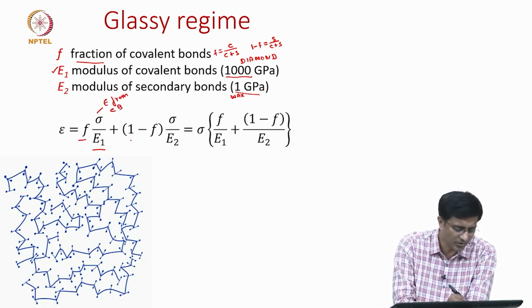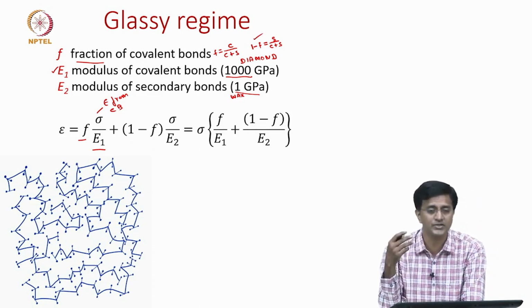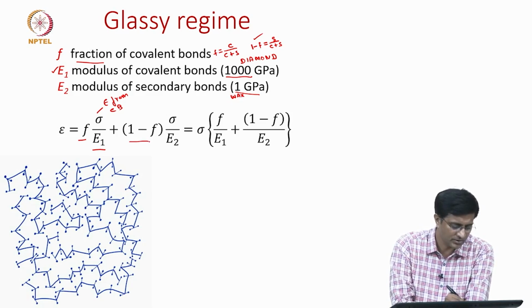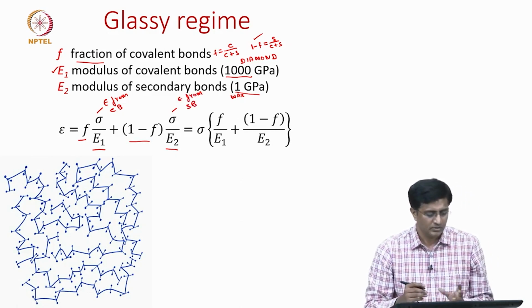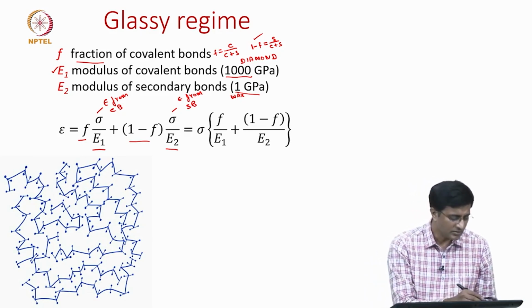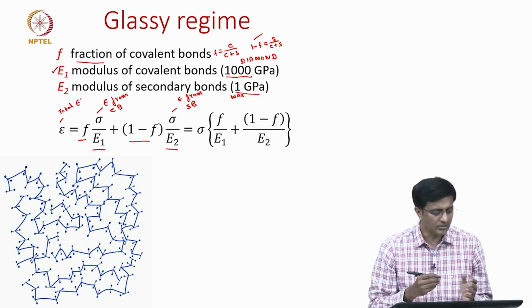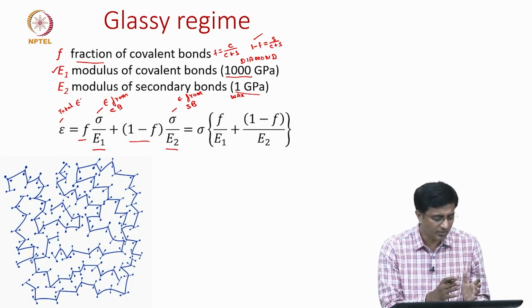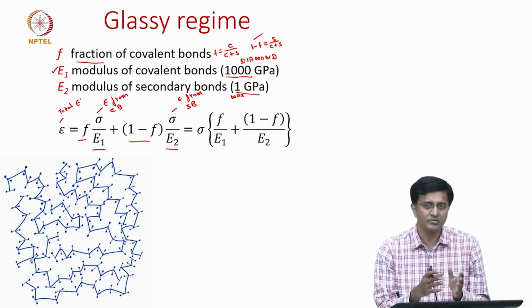Similarly, now let us see what is 1 minus F. We already showed here that 1 minus F is nothing but the fraction of secondary bonds, and sigma by E2 will be the strain from secondary bonds. So, what we are basically doing is the total strain. Total strain is the summation of strain from covalent bonds plus the strain from secondary bonds.